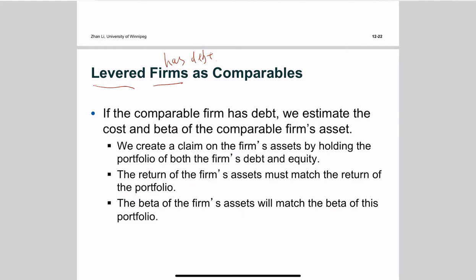So how do we estimate the project's cost of capital if we have a levered firm as a comparable? So here we will use what we have learned from the portfolio theory. So we will basically consider this firm. To be more specific, we will actually consider the firm's asset as a portfolio of a firm's debt and equity. Now, by doing this, then we would know that the return of the firm's asset would be equal to the return of this portfolio. So basically, the beta of the firm's asset will match the beta of this portfolio.